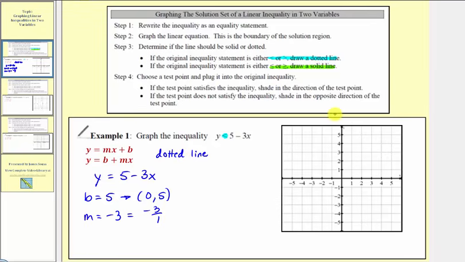So we plot the vertical intercept, 0, 5, and now because the slope is negative 3 over positive 1, to find additional points we would go down 3 units and right 1 unit. So down 3, right 1, and we'll do this several times. Let's go ahead and graph our line, which again is going to be dashed or dotted.